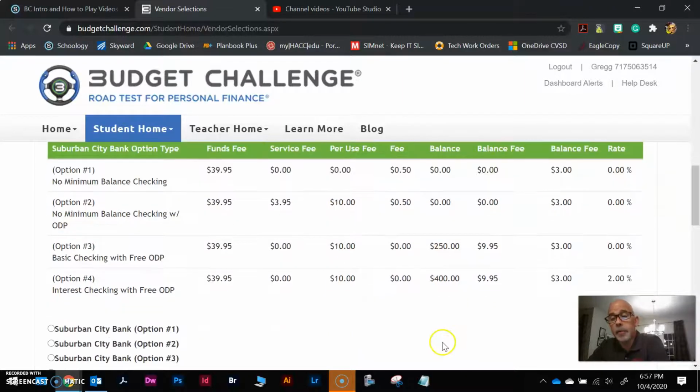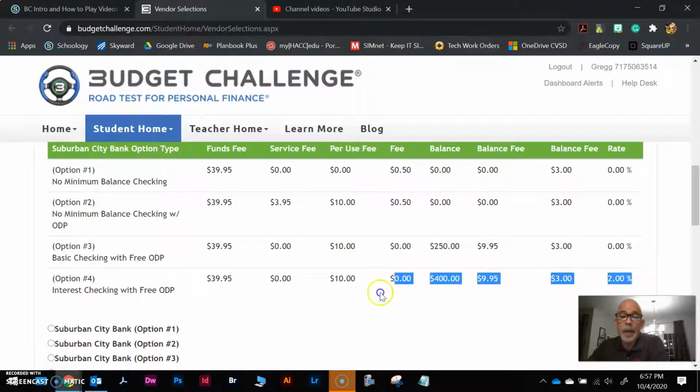If I look at the last two, right now I'm looking at this minimum balance. So this is basic checking with free overdraft protection. Both have that overdraft protection free, but here's the kicker on this. You have to keep, on option number 4, $400 at all times in your account. If you dip below that, then you're going to be fined. In option number 3, if you dip below $250, you're going to be fined. Not really a benefit. If you're doing option 4, $400, you're getting a little bit of interest. You probably don't earn that much interest.